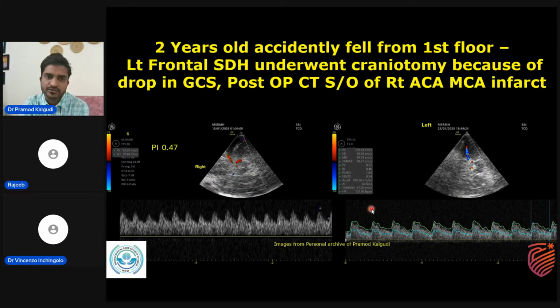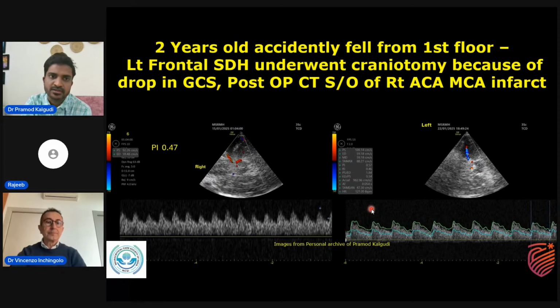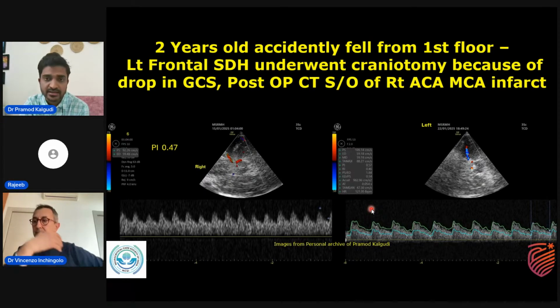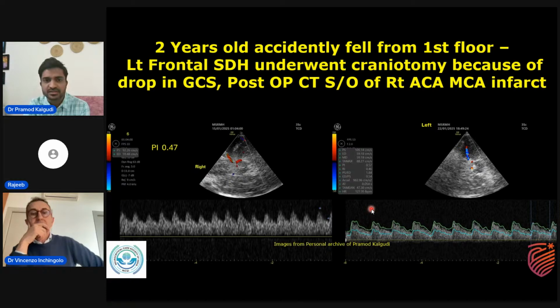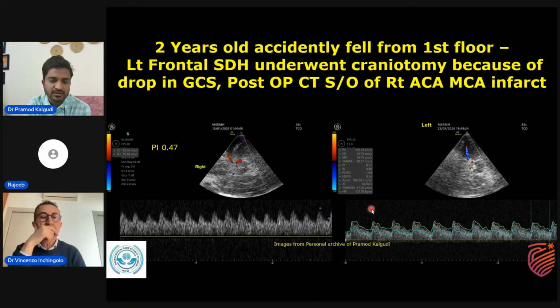This is a case which we encountered a couple of months back. A 2-year-old child fell accidentally from the first floor and ended up developing a left frontal SDH, and the child underwent emergency decompression because of a drop in GCS. But post-surgery, the CT scan was suggestive of infarct in the right ACA and MCA territory, which was quite surprising for the surgeon. The surgeon called me at night and asked if I could have a look at the child and see what's wrong.